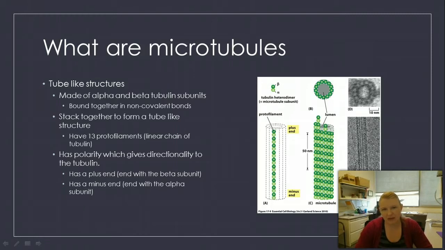So it's important that you understand that there is polarity. Don't worry too much about what that means quite yet. You're going to see that here in a second. But just know there's a plus and a minus end, and the plus end is when it ends in a beta subunit, and the alpha end is the minus end. And we have these protofilaments that stack together to form these tube-like structures.